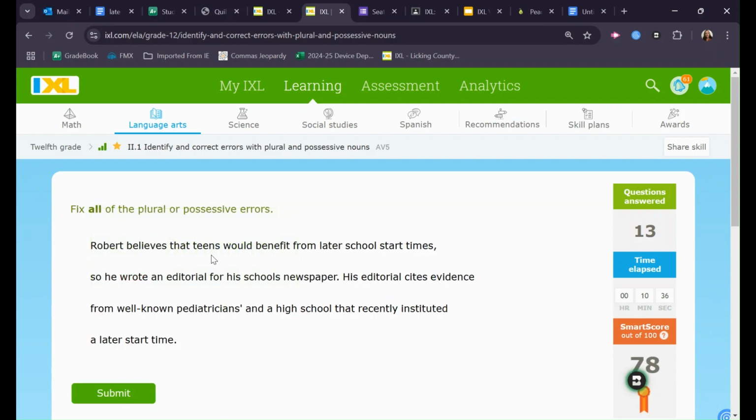Robert believes that teens, just plain plural, would benefit from later school start times, just plain plural. So he wrote an editorial for a school's newspaper. Okay, one school, right? But the school has the newspaper. So this is singular, possessive.